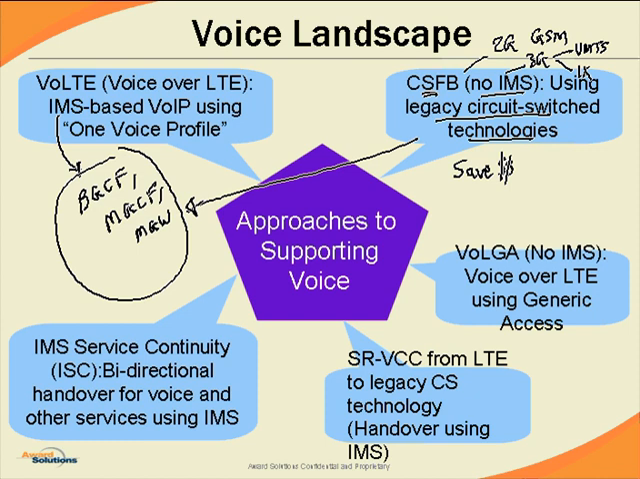Now there is one more approach. We would not pay too much attention, but there is something called VoLGA. Similar to CS fallback, even VoLGA does not need IMS. Again, we will save money initially. And the idea here is that we will use the LTE radio network. So it's voice over LTE using generic access. So it could be any kind of access, but you would be basically using some interface, some kind of VoLGA controller.